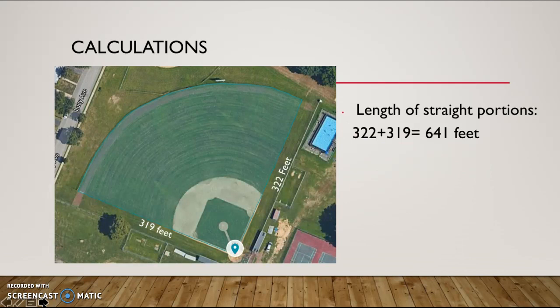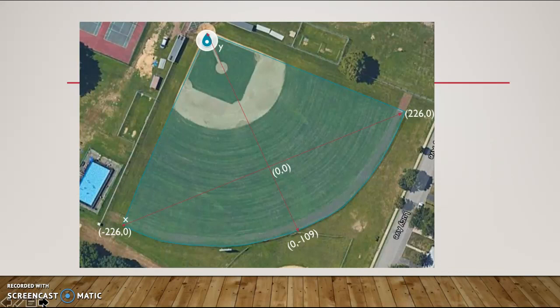So I first used the measurement tool in Google Maps to get the lengths of the straight edges of the field along the foul lines. And I found the lengths to be 322 feet and 319 feet for a total of 641 feet. Then I wanted to find the length of the arc.